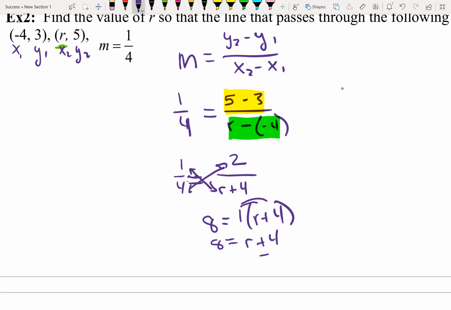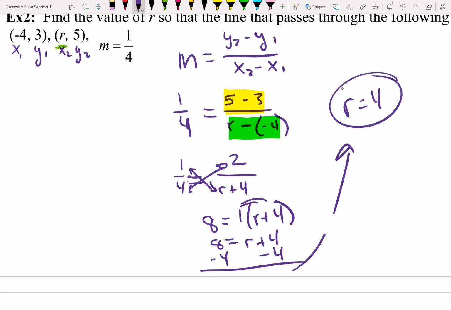Last thing, to get r by itself, I'm going to subtract 4 from both sides and get that my r value equals 4. So if I plugged in 4 as my x2, I should end up getting 1 over 4 as my slope. So again, I'm going to pause the video right here and start another one in a second for the back side of the notes, but this is the first side of the notes that we have.